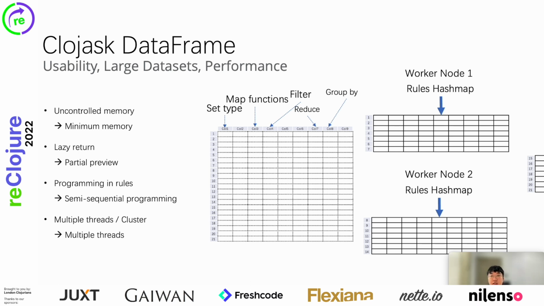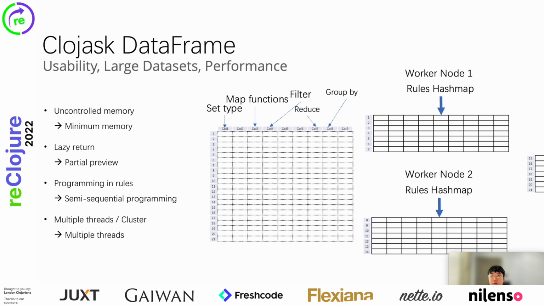And instead of this lazy return, we can have a partial preview for many lazy operations. This result is generated by sampling the first few rows of a data frame. We cannot 100% guarantee the accuracy of the preview and the actual output, but at least it can give you a sense of what you are dealing with. And then we believe the biggest advantage of Clojask is that you can basically program as you wish with minimum constraint. And we will talk about it in detail later.